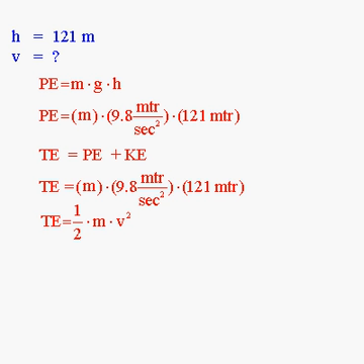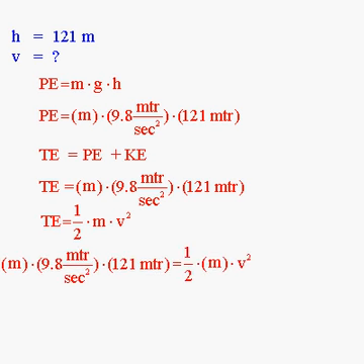So now we have two expressions for total energy. We have the total energy of the rock at the beginning, m times 9.8 meters per second squared times 121 meters. And we have the total energy at the end, which is simply 1/2 mv squared. We can set those two expressions equal to one another. So m times 9.8 meters per second squared times 121 meters equals 1/2 mv squared.